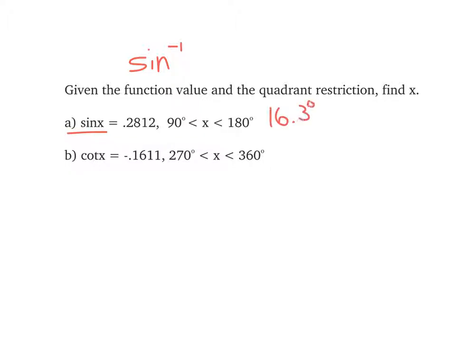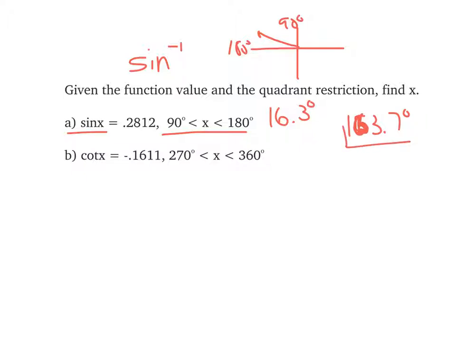But the problem with that degree measure is it's not between 90 and 180. 16.3 degrees is how far it is above the x-axis. So there's 90 there, there's 180 there. Because the reference angle is 16.3, it's got to be 16.3 above the 180. So I'm going to subtract 16.3 from 180. And that would give me 163.7 degrees. But you've got to consider what quadrant it's in.